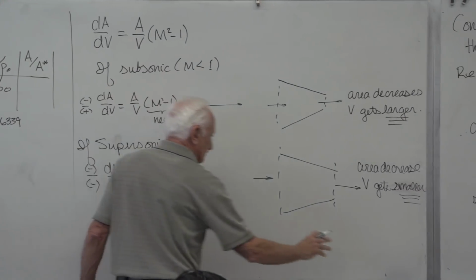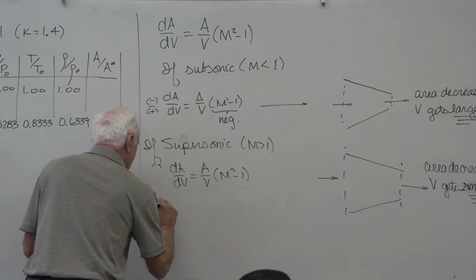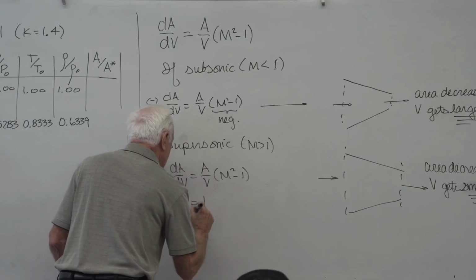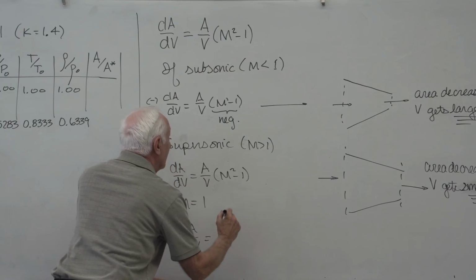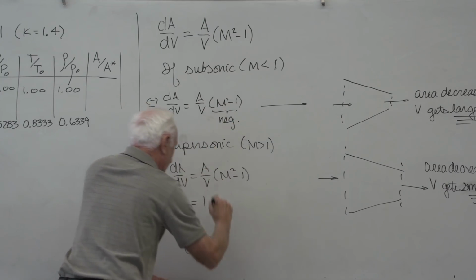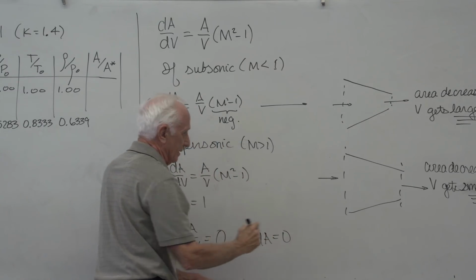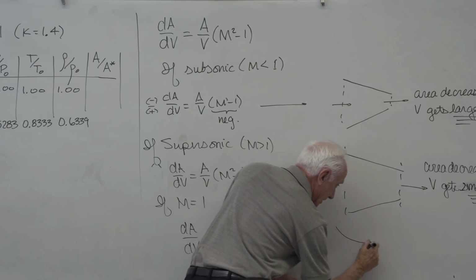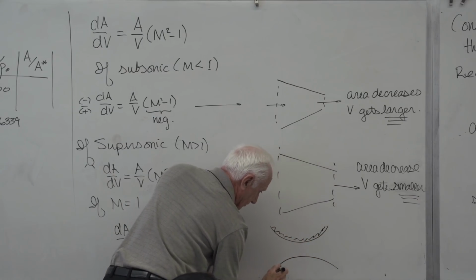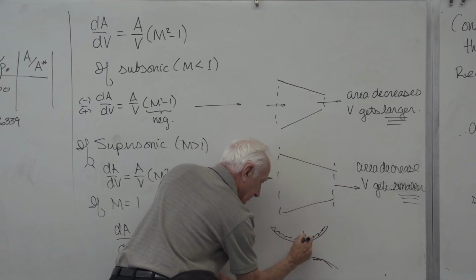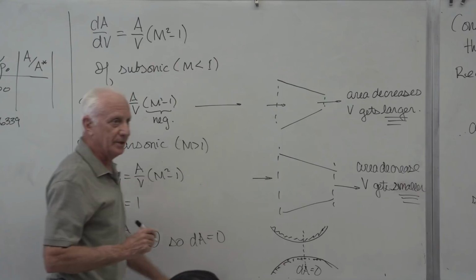All right, let's take one more. If I do reach sonic speed, if Mach number equals 1, then dA/A equals dV/V times (1 squared minus 1), which is 0. So that means dA has to be 0. That means to get sonic flow in a changing area duct, you have to go through a local minimum with the area. dA equals 0. The area does not change with x.